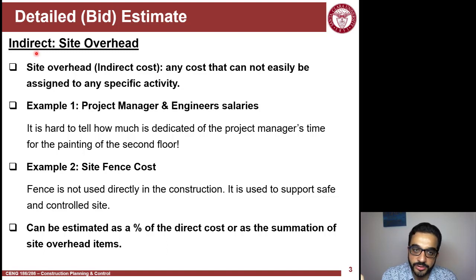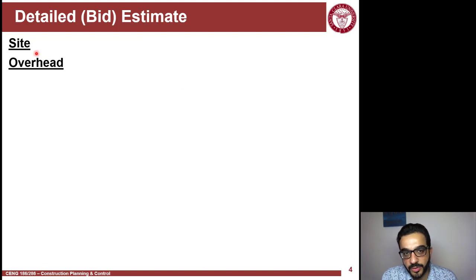Better estimates are done if you actually think carefully about your site overhead. Because when you think about your site overhead, you're reading the contract, you're reading the general conditions in the contract, you're reading what the owner is asking for, coordination and quality inspection, all of that. That will be reflected in the staffing and equipment you have on the site, and furniture on the site, and technology on the site. So it's an exercise you will do, and it will make your estimate more reliable.